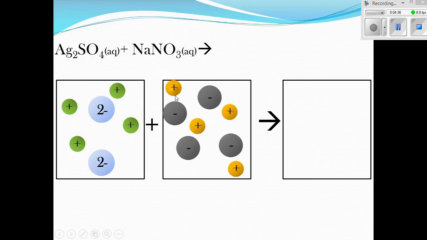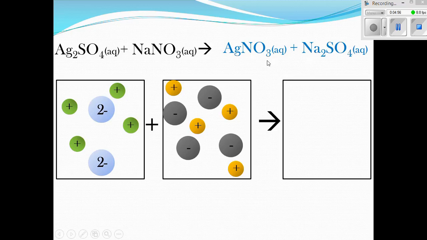For sodium, we have +1, nitrate -1. It's a 1-to-1 ratio, which is why I have 1 plus for every 1 minus. This would also be a double displacement reaction. So the products would be silver nitrate and sodium sulfate.